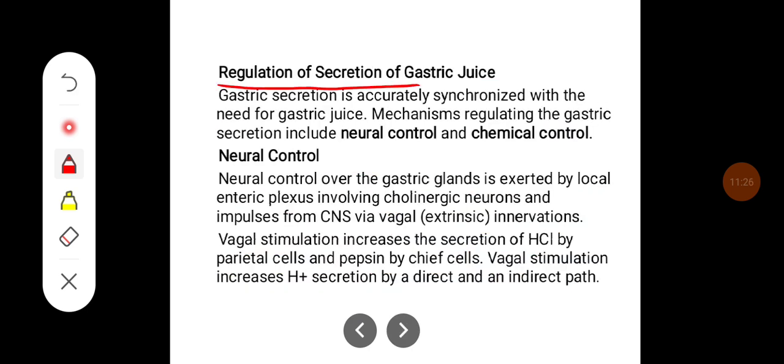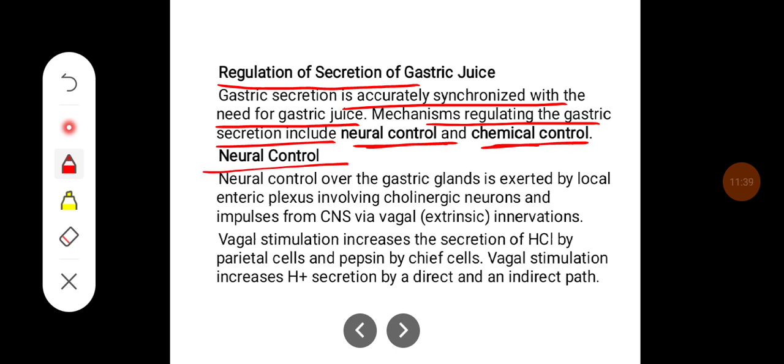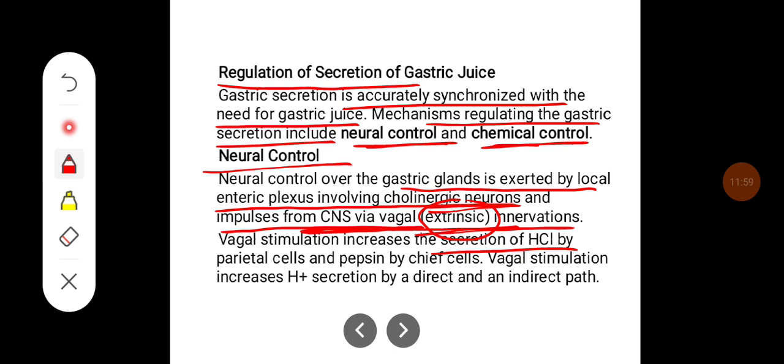Regulation of secretion of gastric juice. Gastric secretion is accurately synchronized with the need for gastric juice. The mechanisms regulating the gastric secretion include neural control and chemical control. Neural control. Neural control over the gastric gland is exerted by the local enteric plexuses involving cholinergic neurons and impulses coming from the central nervous system via vagal innervation. So that forms the extrinsic nervous system. Vagal stimulation increases the secretion of HCl by parietal cells and pepsin by chief cells.